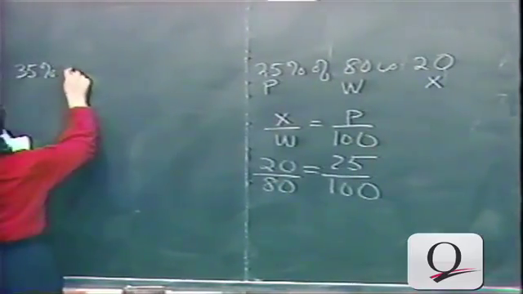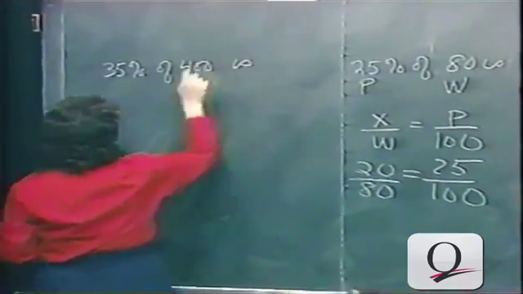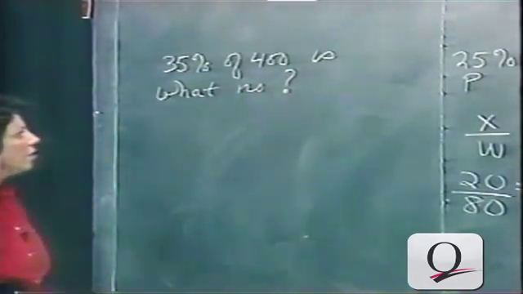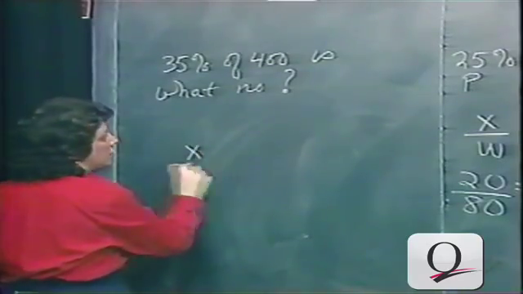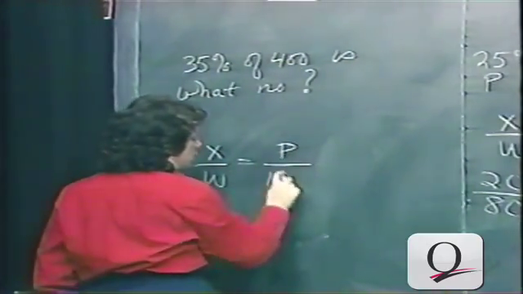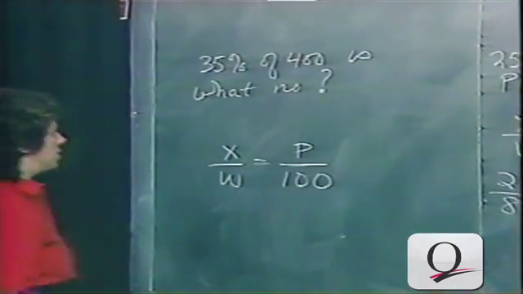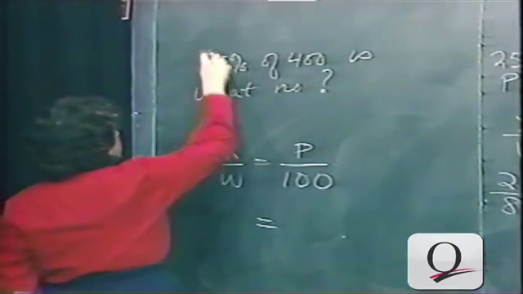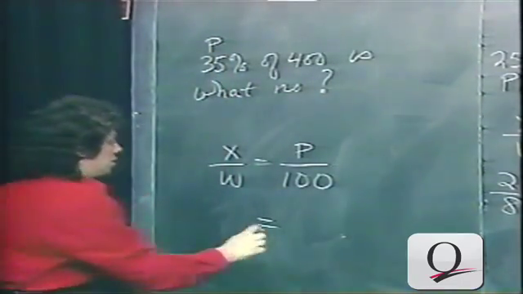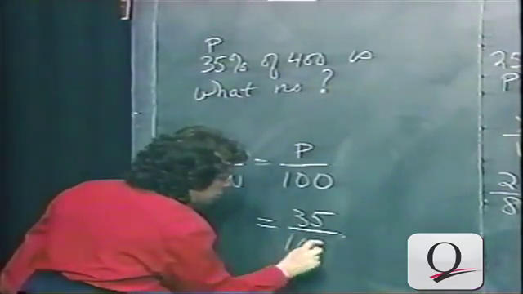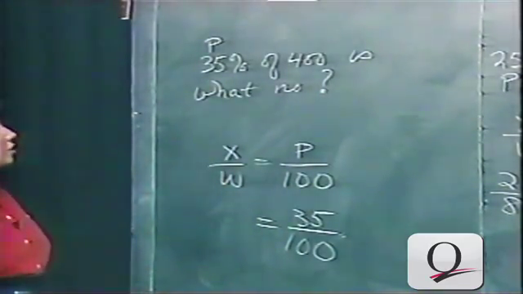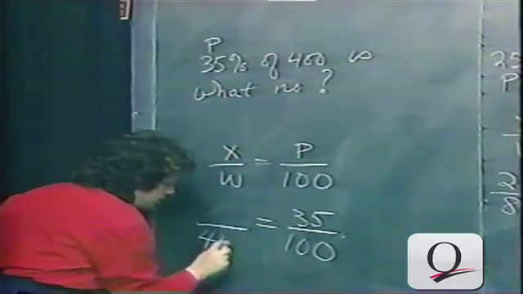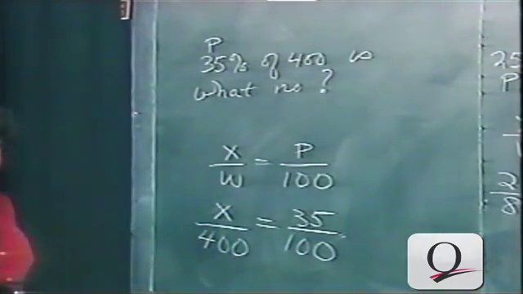35% of 400 is what number? X is to W as P is to 100. Once again, the 35% must be the P, because you see the percent. 400, once again, is the whole, and we are trying to solve for X.